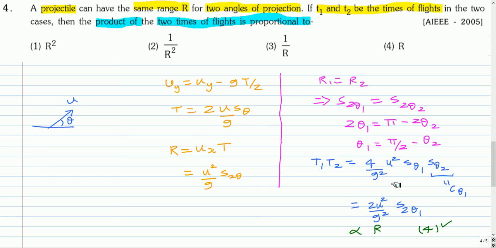So from this we get sine theta 1 times sine theta 2, and sine theta 2 is cos theta 1 because theta 1 and theta 2 are complementary angles. So this will reduce to sine 2 theta dependence, and the range goes as sine 2 theta. So T1 T2 is proportional to the range of the projectile. So the correct option is option 4.